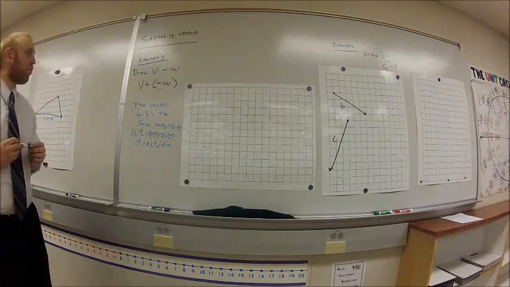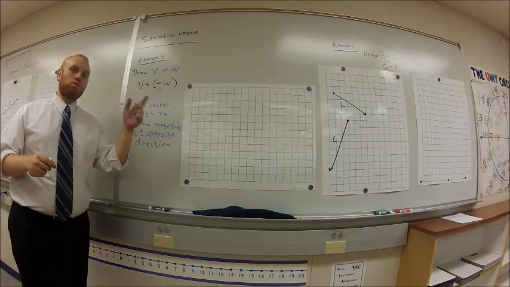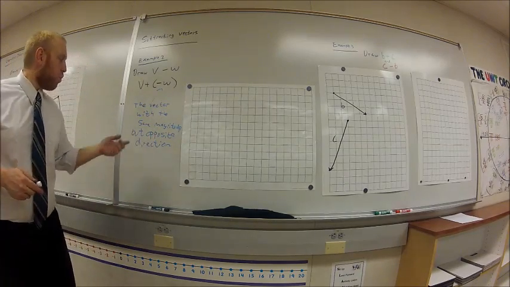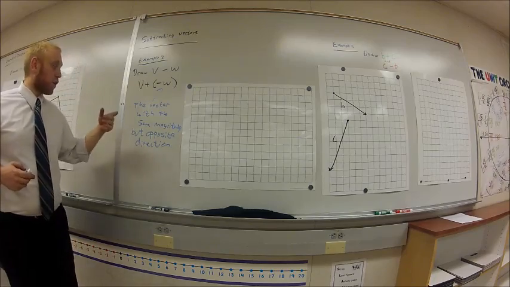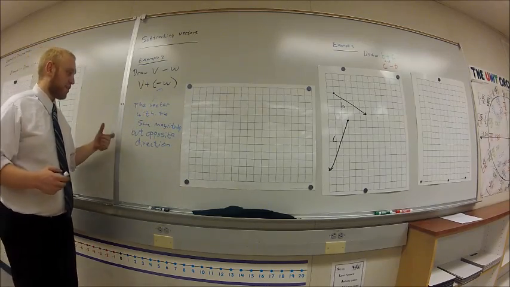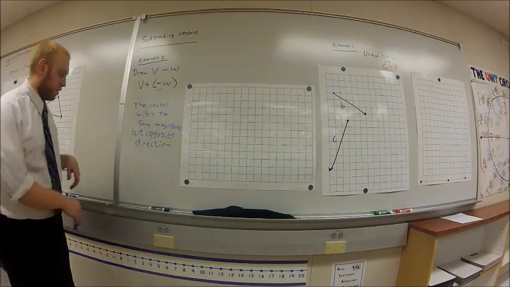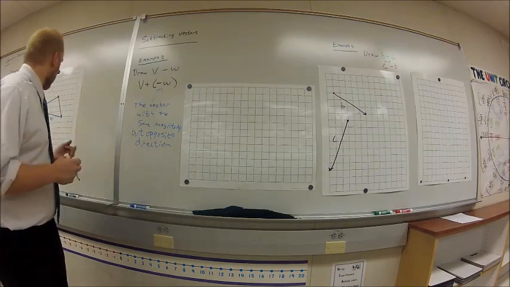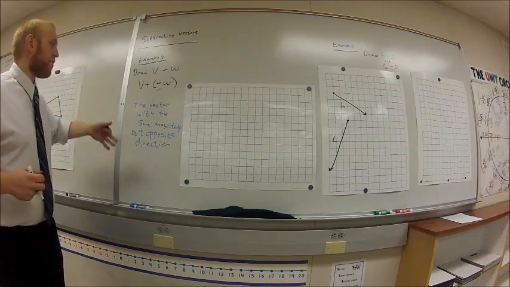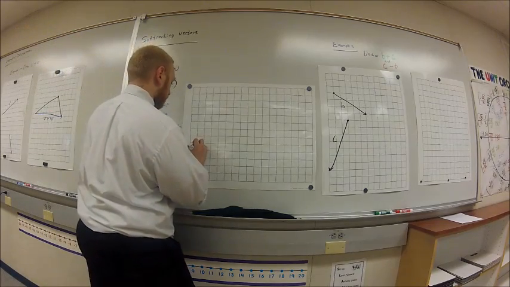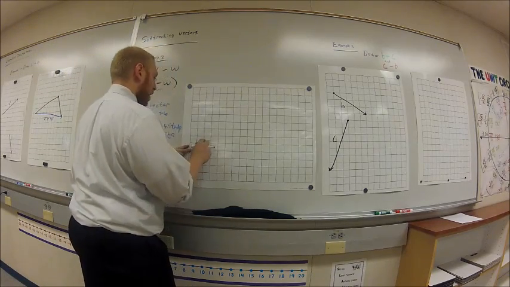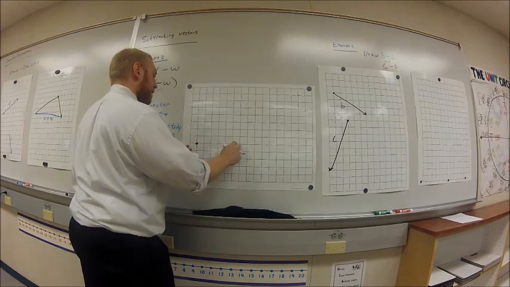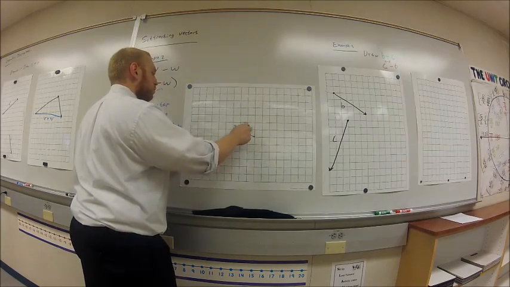So if you look back at example 1, vector w was going right and then going down. Well, we got to go the opposite direction. So instead of going right, we're going to go left. And instead of going down, we're going to go up. Now let's do this thing. Start by drawing vector v. Well, remember, vector v was right 7, up 3. So from here, let's go right 1, 2, 3, 4, 5, 6, 7. Up 1, 2, 3.